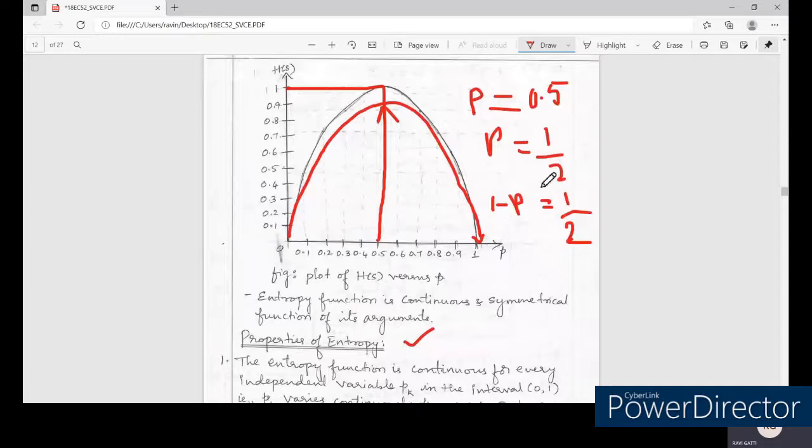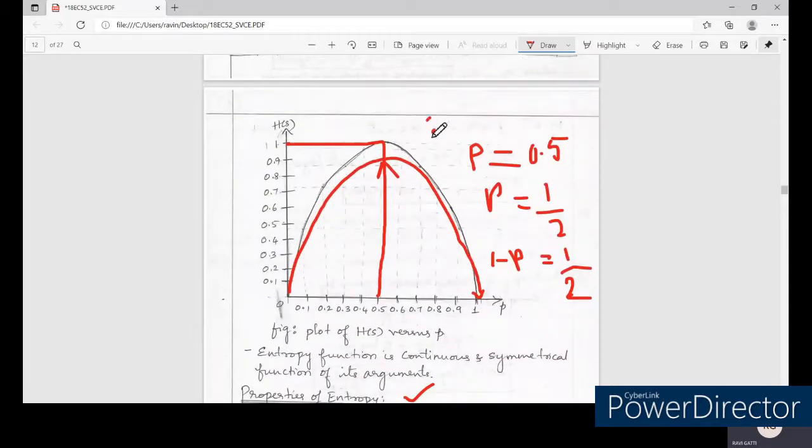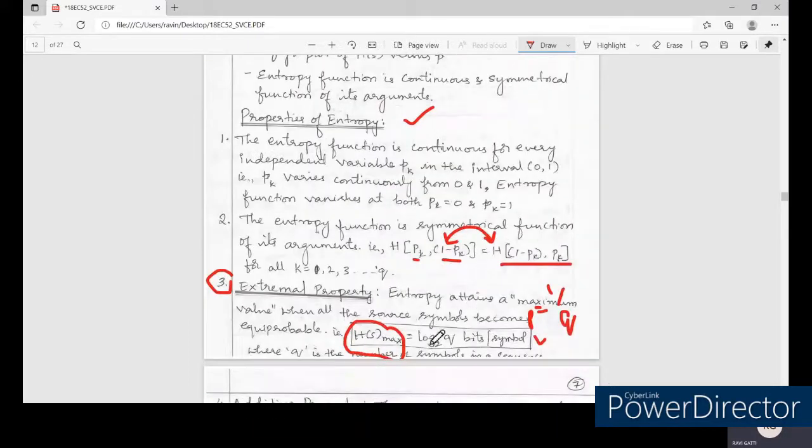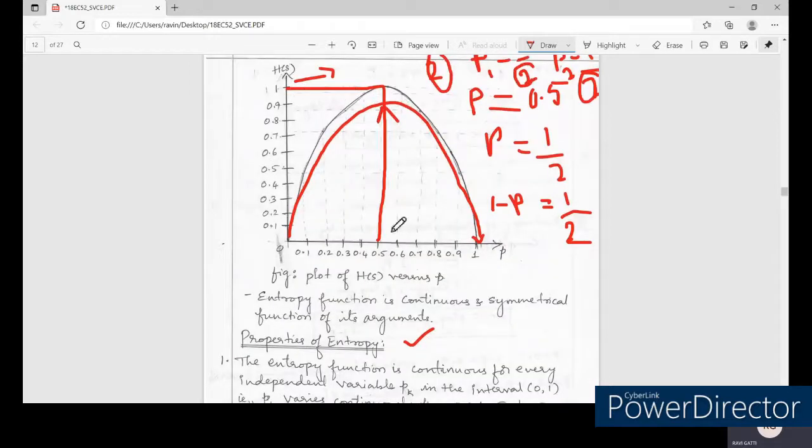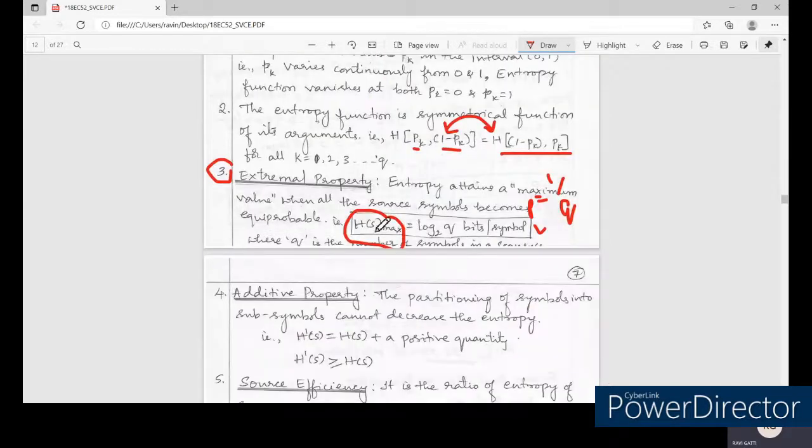Now let us go back to the previous problem we have done. How many symbols did we have? We have two symbols, and if they are equiprobable, you have p1 equal to 1 by 2 and p2 equal to 1 by 2. So the number of symbols is 2, and when p is equal to 1 by 2, you got the maximum entropy. When all the symbols occur with equal probability, you will be getting the maximum entropy from the source alphabet. This is one of the important properties which we are going to use in solving many problems.